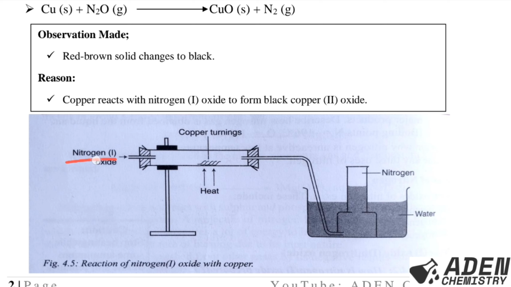So this is the setup that we can see when nitrogen monoxide reacts with heated metals. Here we have nitrogen monoxide, and here is where we have the heated metal, in our case copper turnings. Here is where we are going to get nitrogen gas collected over water because nitrogen is slightly soluble in water.